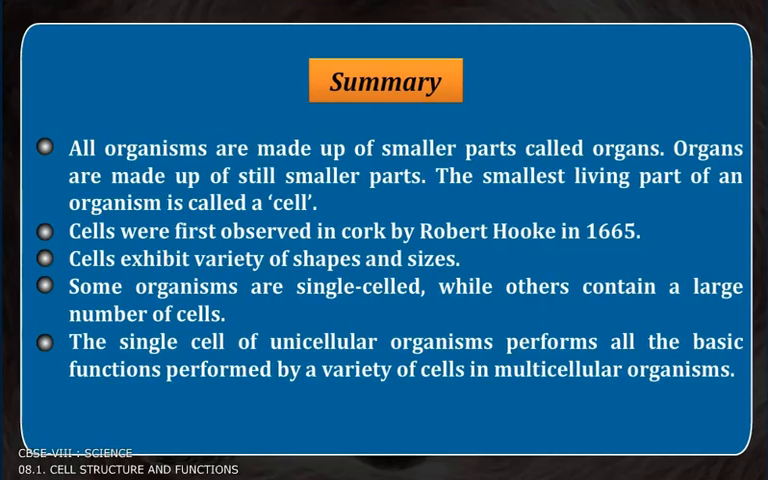All organisms are made up of smaller parts called organs. Organs are made up of still smaller parts. The smallest living part of an organism is called a cell. Cells were first observed in a cork by Robert Hooke in 1665. Cells exhibit variety of shapes and sizes. Some organisms are single-celled, while others contain a large number of cells. The single cell of unicellular organisms performs all the basic functions performed by a variety of cells in multicellular organisms.